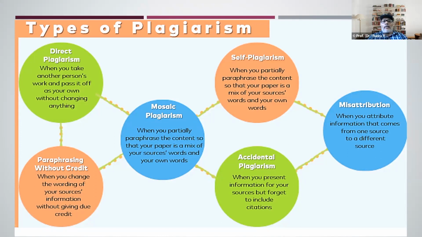So the third type of plagiarism is mosaic plagiarism, when you partially paraphrase the content so that your paper is a mix of your sources' words and your own words. This slide contains a full description of different types of plagiarism along with their main attributes, right? So this is mosaic plagiarism. Something is changed, something is not changed.